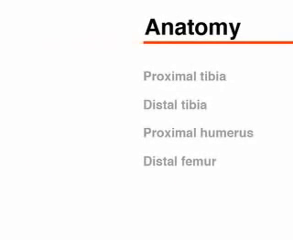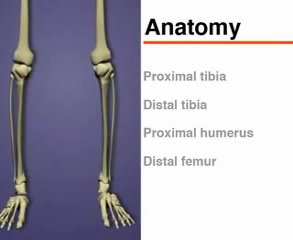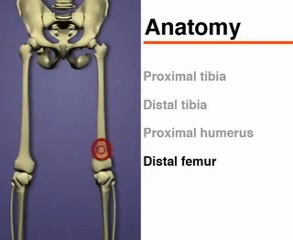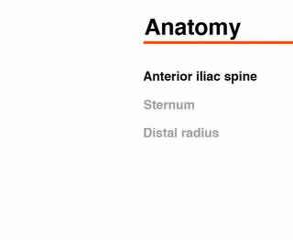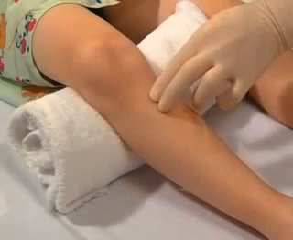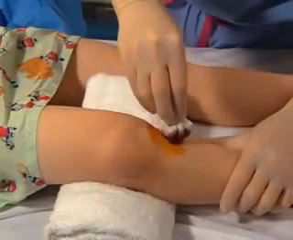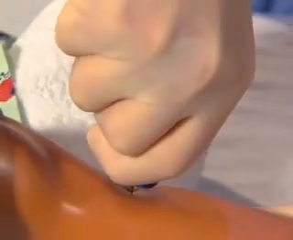Several anatomic sites may be used for intraosseous cannulation. The most commonly used include the proximal tibia, the distal tibia, the proximal humerus, and the distal femur. The anterior iliac spine is used less commonly. The sternum and distal radius have been identified for use in adults, but not children. We will review anatomic landmarks at the most commonly used sites before demonstrating preparation and cannula insertion.